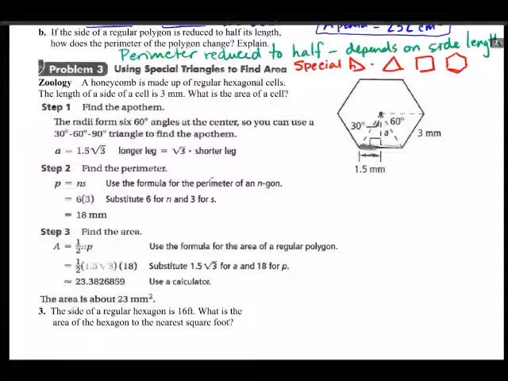Okay, so let's look at our first problem here. We have a honeycomb that is made up of regular hexagonal cells. The length of a side of the cell is 3 millimeters. Find the area. Step 1: N equals, S equals, A equals. We are only interested in this triangle right here, so I am going to go ahead and redraw that triangle.